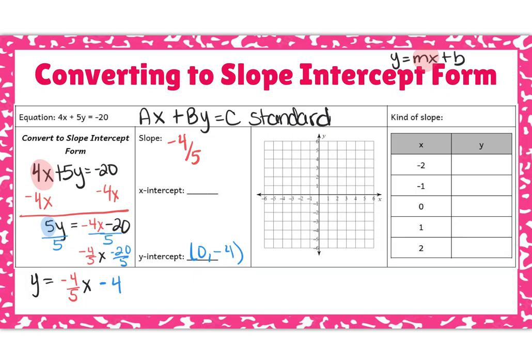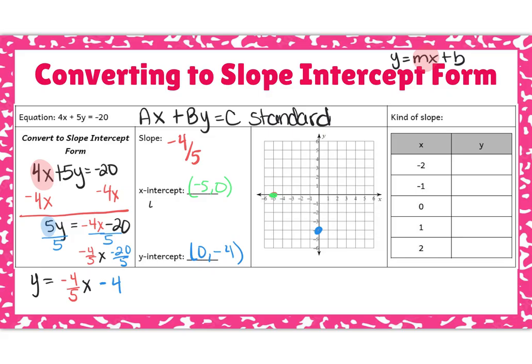I'm going to plot my y-intercept point, so 0, negative 4, and then I'm going to count my rise over my run. So I am going to go up 4, but left 5 because of the negative. And I notice that I'm on my x-axis, so this makes it an x-intercept. So my x-intercept is going to be the point negative 5, comma 0.